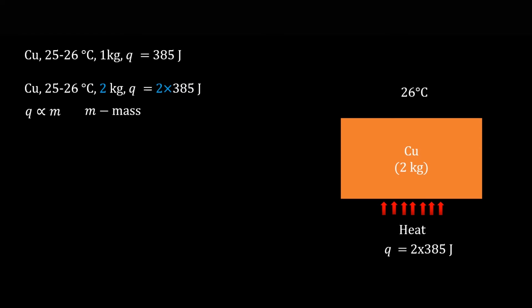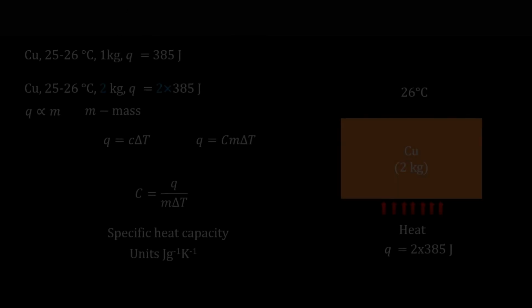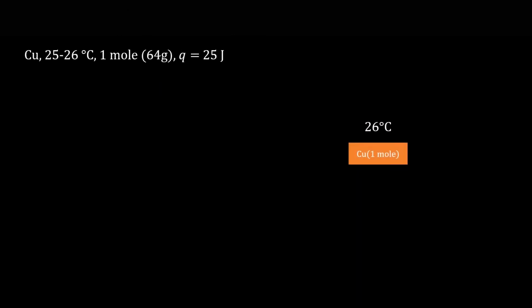Let's include it to the earlier equation and change the constant into a different one, capital C. Now this is called the specific heat capacity, which has the unit of joule per gram per Kelvin. Why in terms of only mass? Representation in terms of moles is more useful in thermodynamics. Let's do it.